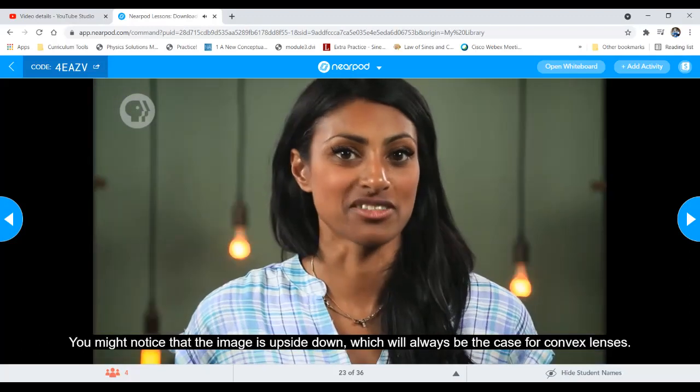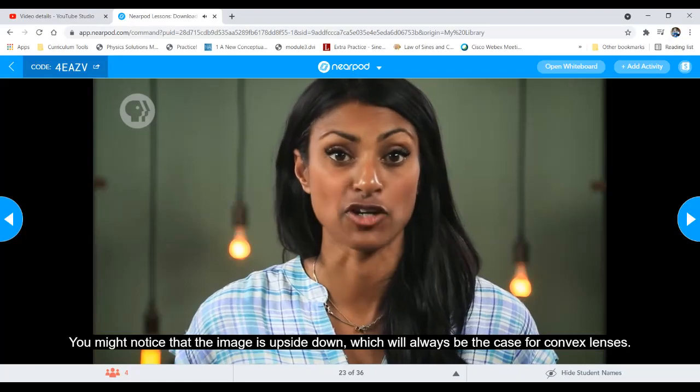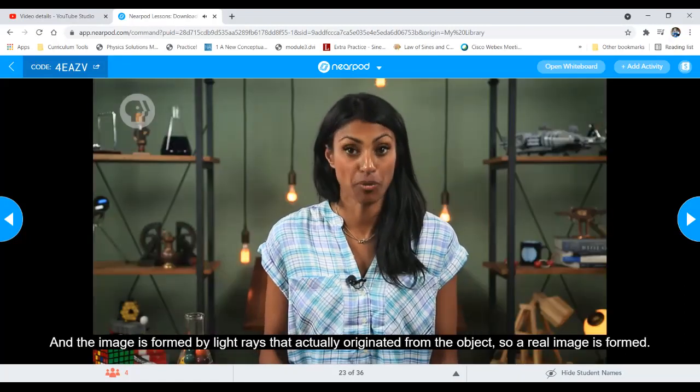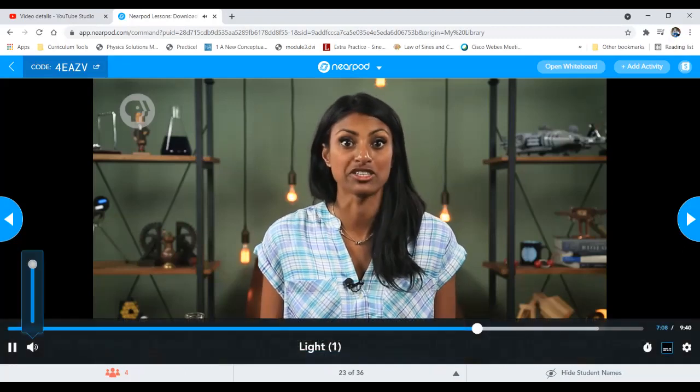You might notice that the image is upside down, which will always be the case for convex lenses, and the image is formed by light rays that actually originated from the object, so a real image is formed.